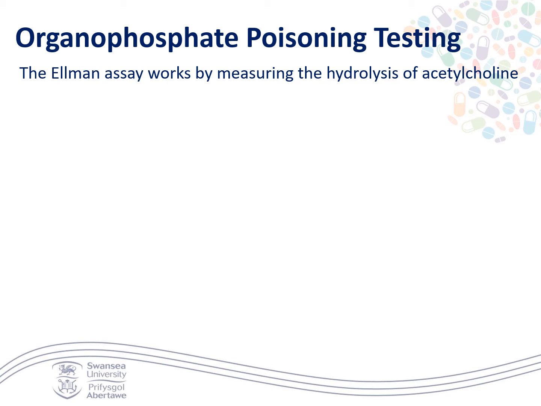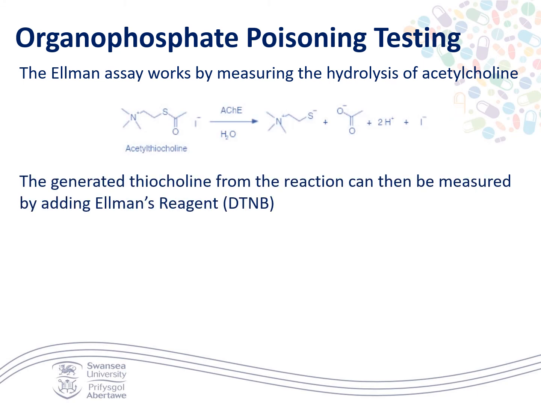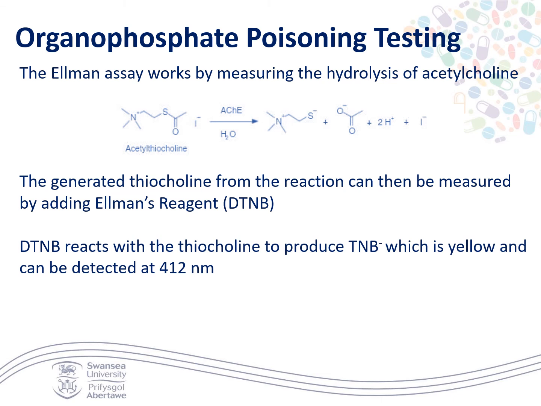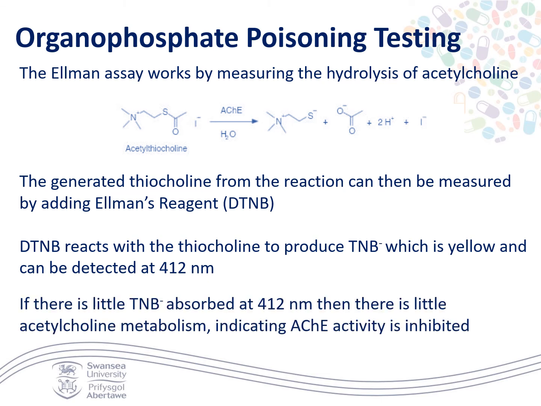The Ellman assay works by indirectly measuring the hydrolysis or breakdown of acetylcholine. When acetylcholine is metabolized by acetylcholinesterase, it generates thiocholine from the reaction. And this thiocholine can be measured by the addition of Ellman's reagent, DTNB. DTNB reacts with thiocholine to produce TNB, which is yellow and can be detected at 412 nanometers.